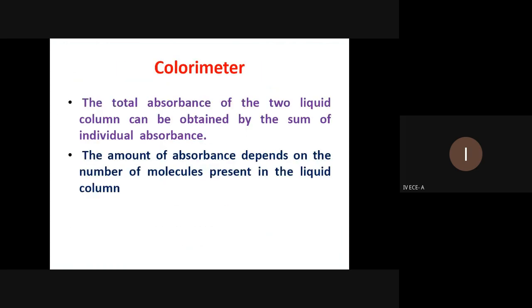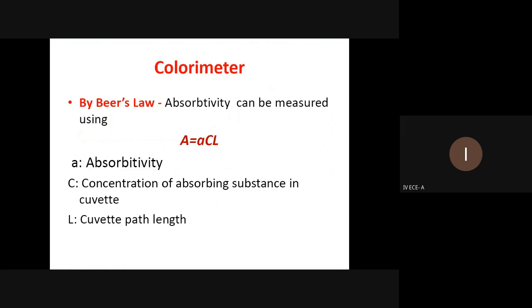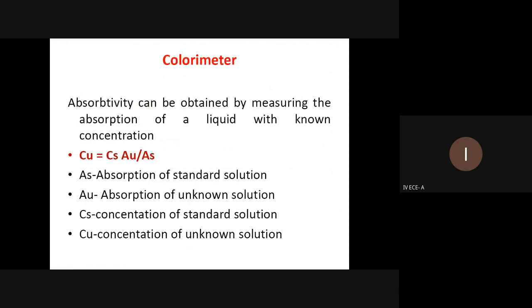In the colorimeter, the total absorbance of the two liquid columns can be obtained by the sum of individual absorbances. The amount of absorbance depends on the number of molecules present in the liquid column. So what does Beer's law state? Beer's law states that A = aCl, where a is absorptivity, C is the concentration of the absorbing substance in the cuvette, and l is the cuvette path length. In the colorimeter, the absorptivity can be determined by measuring the absorption of a liquid with known concentration, that is Cu = Cs × Au/As.